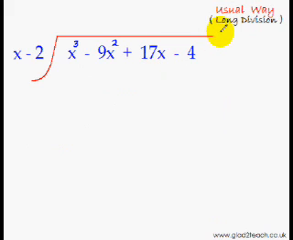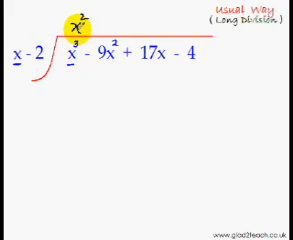The name of the method is long division. You might already be using it. Now, as the name itself is long division, so you know what to expect. You start by dividing the first term of the dividend by the first term of the divisor. X cube divided by x will give us x square.